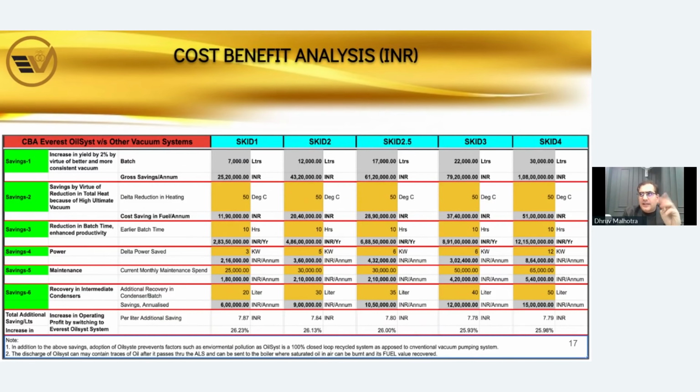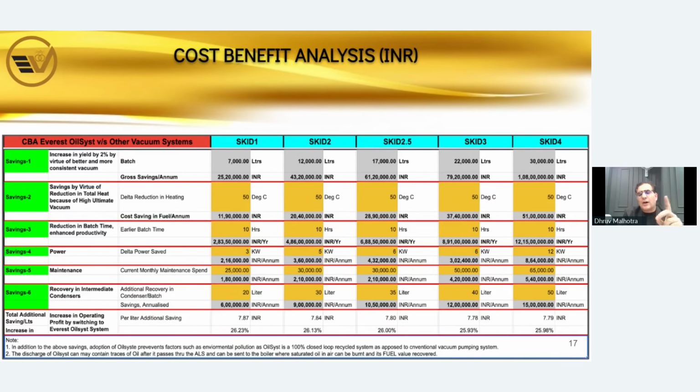The third saving the customer had, and this was one of the biggest savings, was that he reduced his batch time. Earlier, he was doing 22,000 liters in 10 hours. We were able to process the same volume, 22,000 liters, in 8 hours.